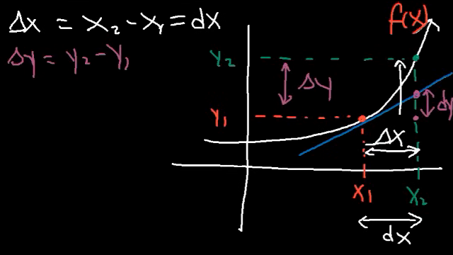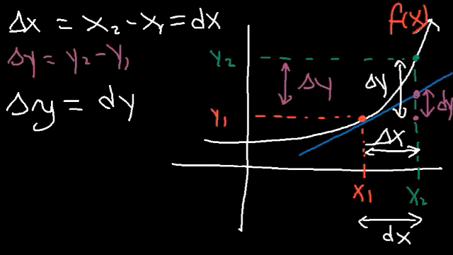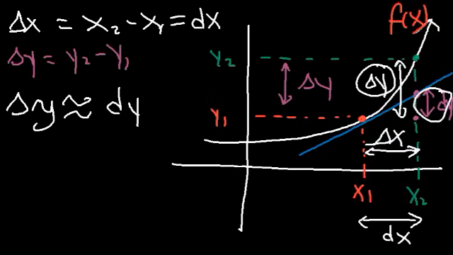Delta y is greater than dy for this particular function, since the function increases faster than the tangent line. So delta y is greater than dy. Now, if these two points are very close, then delta y is approximately equal to dy, but they're not the same. But they can be close to each other. So let me use the approximately equal symbol. So now you see the difference between delta y and dy.